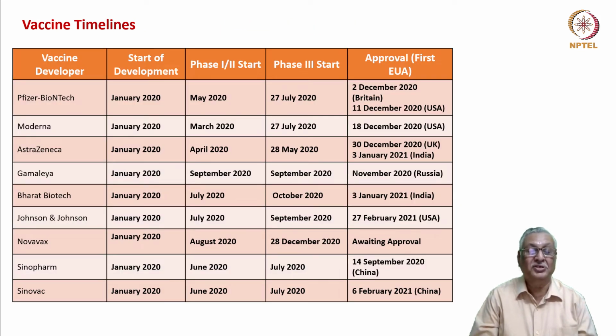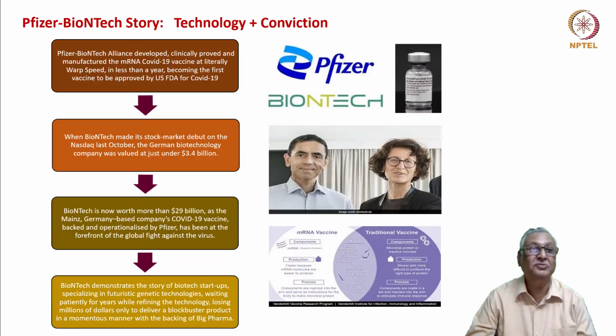What is interesting is that all the manufacturers worked at Operation Warp Speed and brought out a vaccine within 10 to 12 months. The timeline is self-explanatory. Everybody started almost at the same time, that is in January 2020. Phase 1-2 started within 6 months to 10 months thereafter. Phase 3 started within 6 months thereafter. The approvals started flowing in from December 2020, and the vaccines were put into human beings in January 2021. So there has been a history of record development of vaccines because of concerted action by various stakeholders.